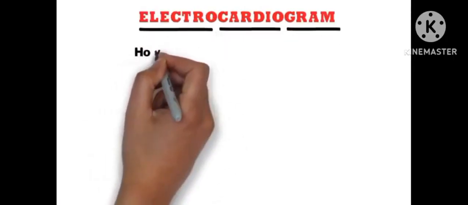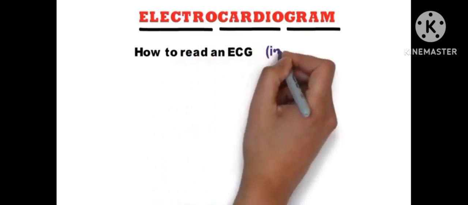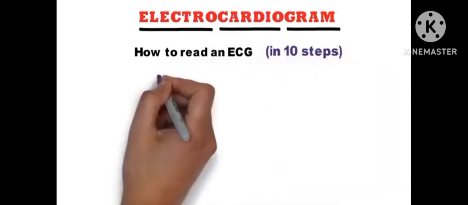ECG. This is by far the most important topic for all the medicos. Sometimes you get confused after seeing the ECG, for example, the presentation of electrical activity going on in the heart. Now, how to read an ECG in just 10 steps.